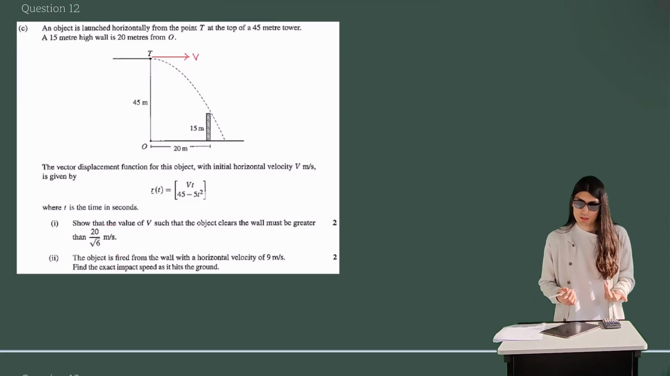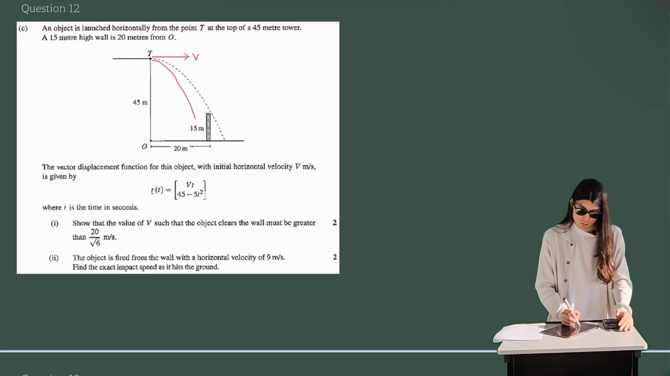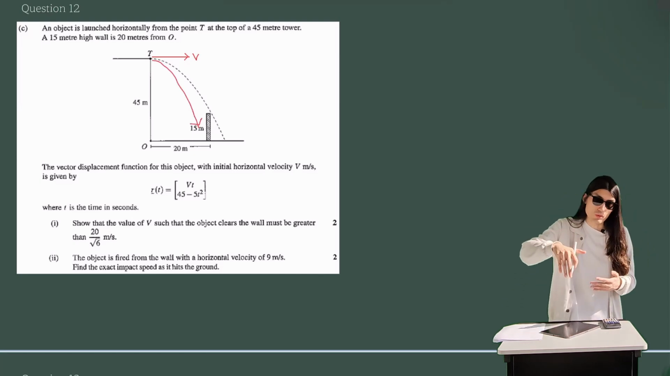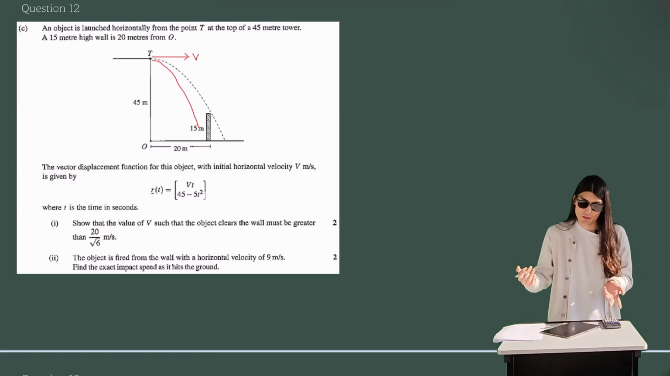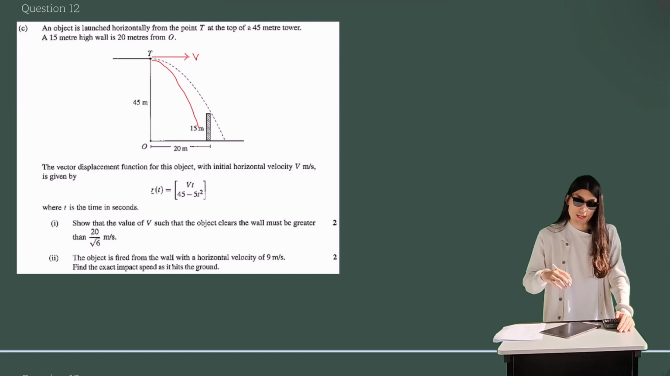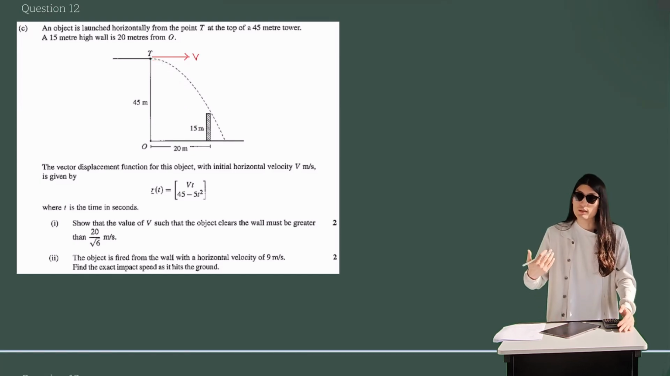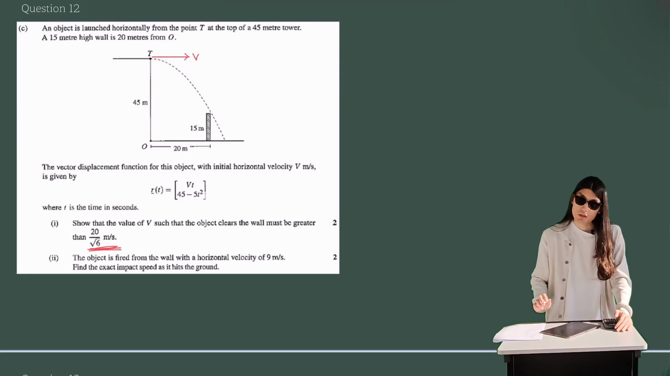Why? Because what's going to happen if it's not big enough? If it's not big enough, you guys can all imagine that the trajectory of the ball would look something like this, and it would either hit the wall, not go over it, or it won't even reach the wall if V is too small, wouldn't it? So basically the question is telling you to show that in order for it to have enough speed to clear the wall, the initial launch speed needs to be 20 on root 6 or greater.